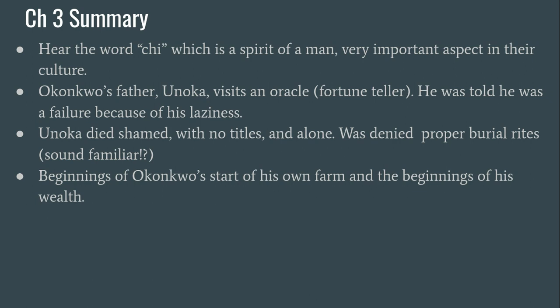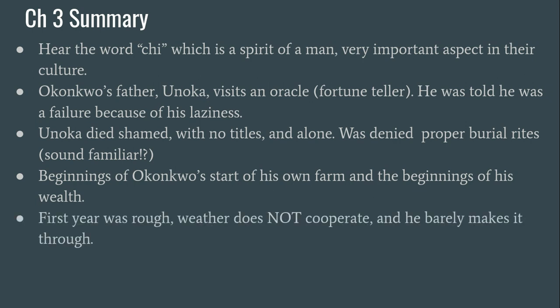In chapter 3, we see the beginning of Okonkwo's start of his own farm and the beginnings of his wealth. And just like with the beginning of anything, sometimes it doesn't go very well. And it didn't go very well for him either. That first year was really harsh. The weather did not cooperate, and he barely makes it through. He had asked for seeds from another individual to help him out because what he had wasn't going to be enough. And so he saved a little bit of his own seeds and began to plant, and he lost a lot of the initial crops that he had.